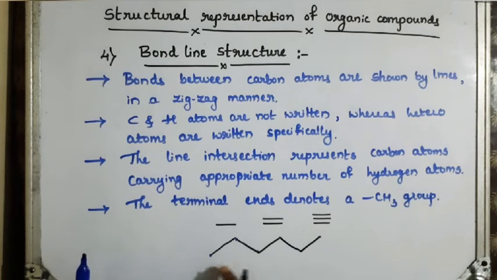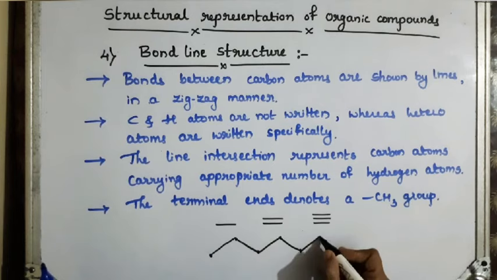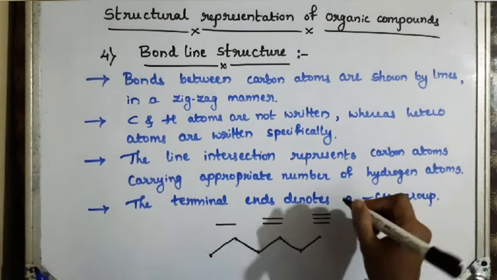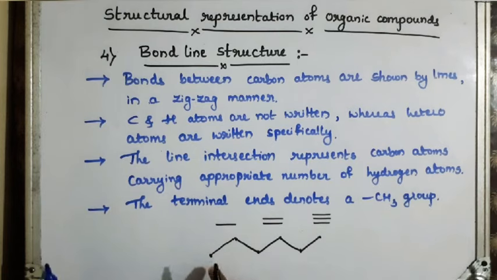So the bonds between the carbon atoms are shown by lines, and the lines are arranged in such a manner that the carbon atoms are arranged in a zigzag manner. These corners are indicating the presence of a carbon atom. Okay, so the line ends will be showing the presence of a carbon atom.